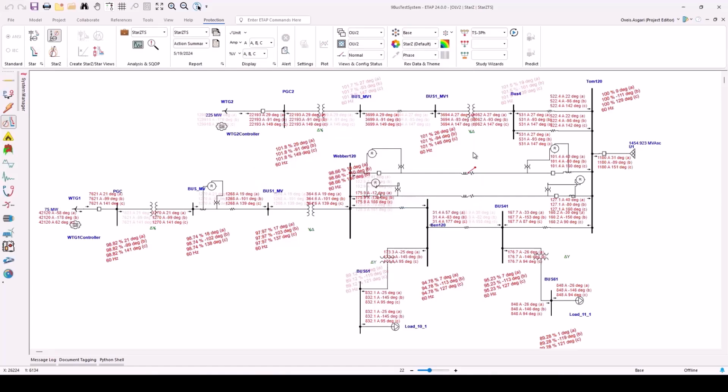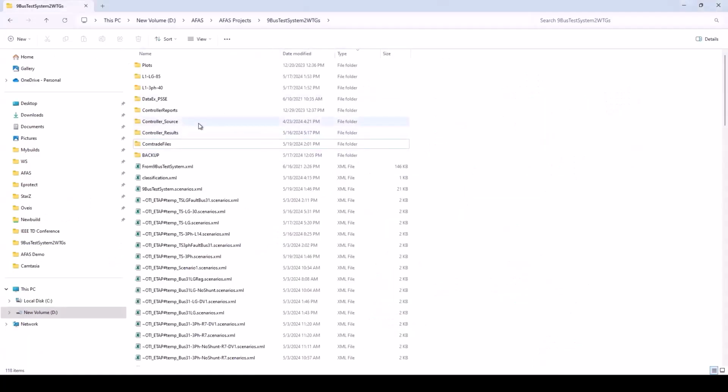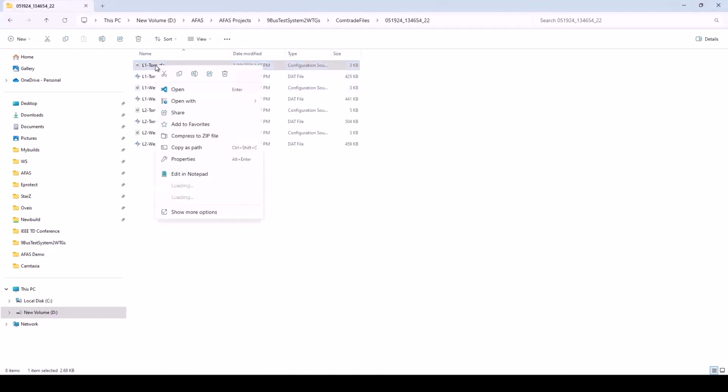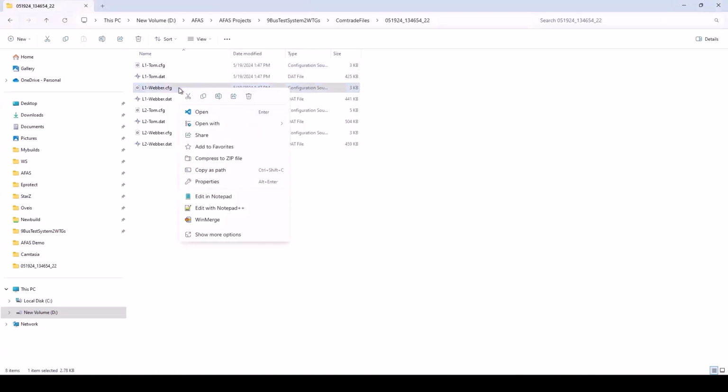Alright, now that the run is complete, ETAP generates COMTRADE files for all the relays in the model that got triggered based on their triggering conditions. For example, here I have L1 Thumb relay and L1 Weber relay, which are protecting the faulted line 1. Let me go to the project folder where the COMTRADE files are generated. So these are the COMTRADE files for a three-phase fault at 40% of line 1. Let me go ahead and open these COMTRADE files for the Thumb relay and the Weber relay.